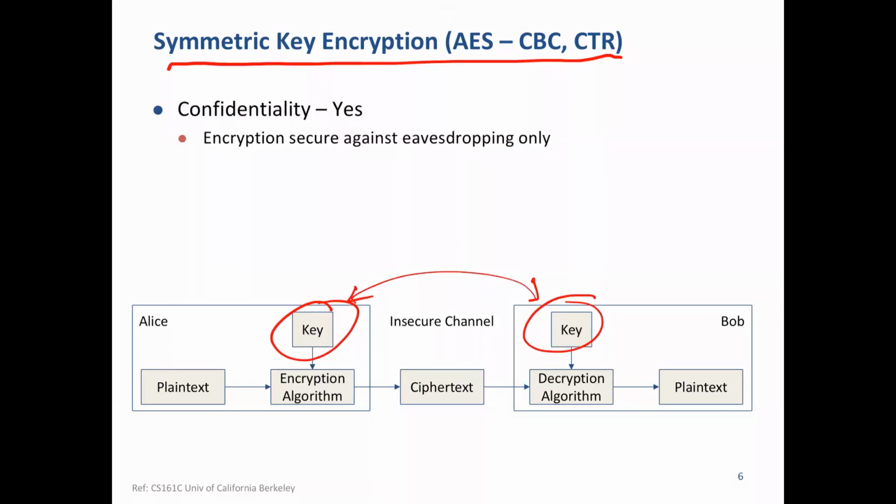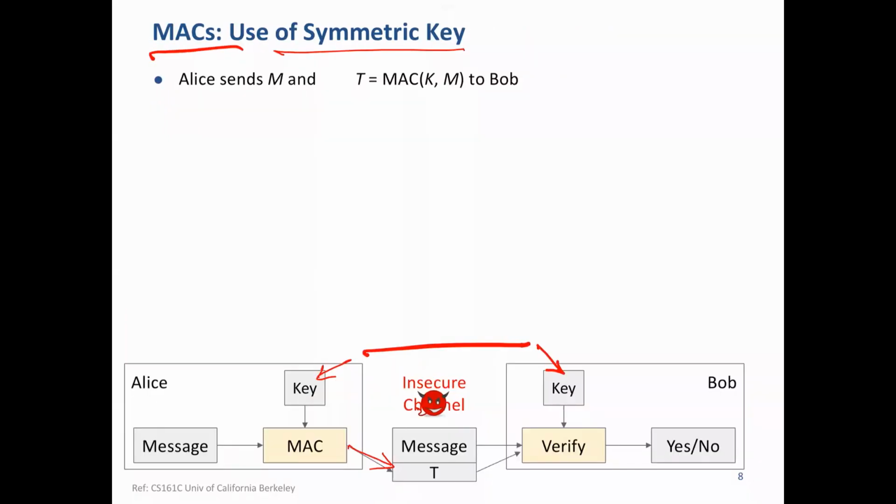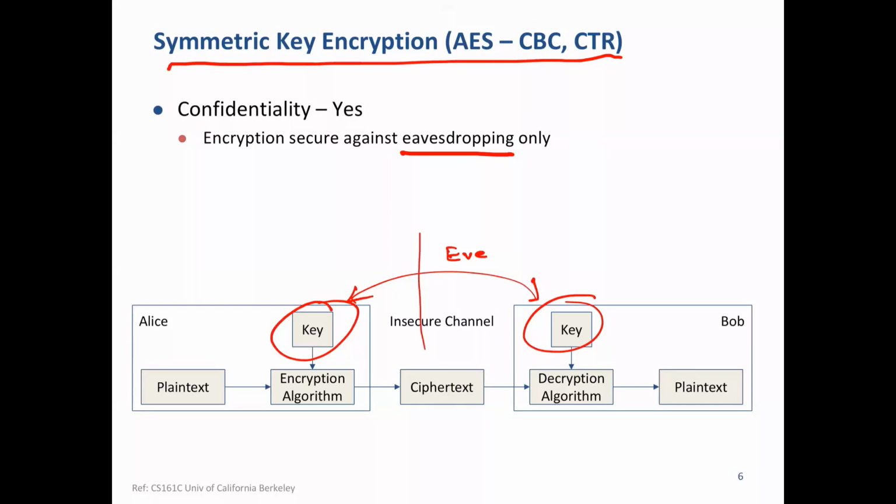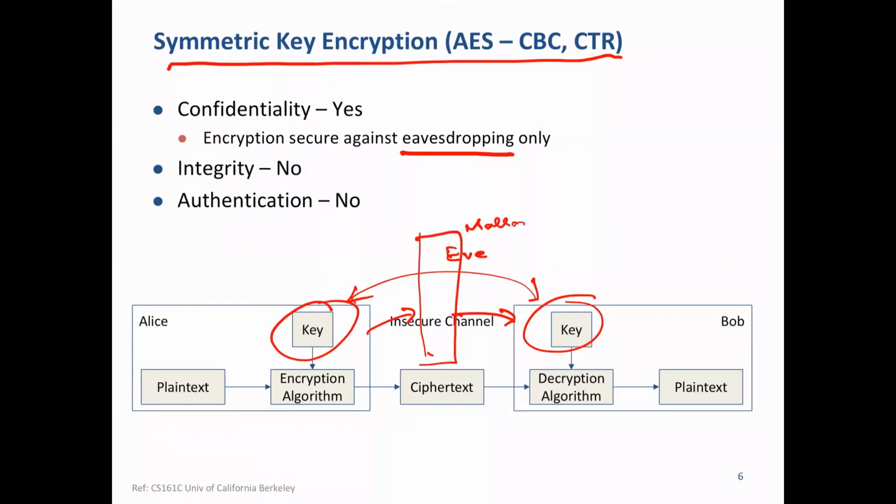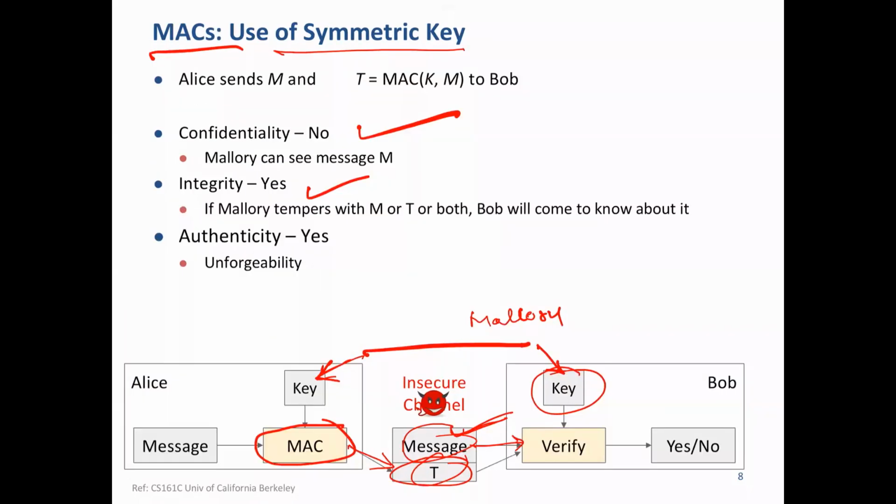Okay, but encryption is secure only against eavesdropping, meaning a person like Eve who can see what's happening but cannot do a man in the middle attack. If there is a man in the middle attack, the man in the middle will intercept the traffic or intercept the message and can change the message and send it to Bob and so on. Okay, so this is not safe against man in the middle attack, right? So integrity is no. So if instead of Eve, Mallory changes something here, Bob will not be able to detect it, right? Authentication, of course, no.